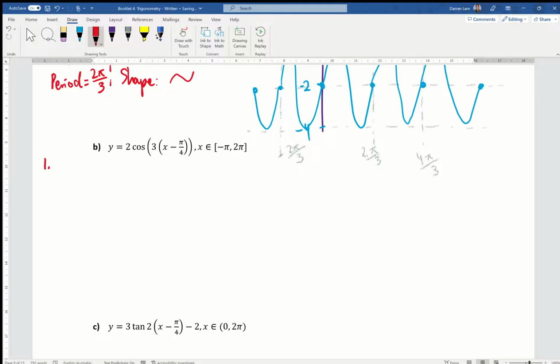So I know it's dilated. I'm just going to write D just so I know it's a dilation, right? Dilate by a factor of 2 this way. And it's also dilated again by a factor of 1/3 this way. Don't forget it's 1/3, not 3. Okay, it's opposite for our x values.